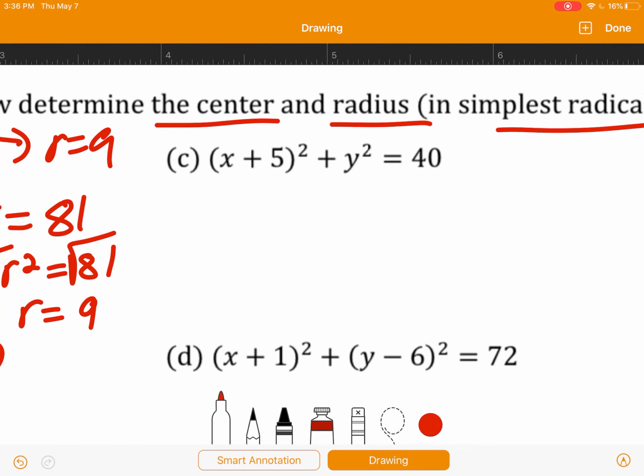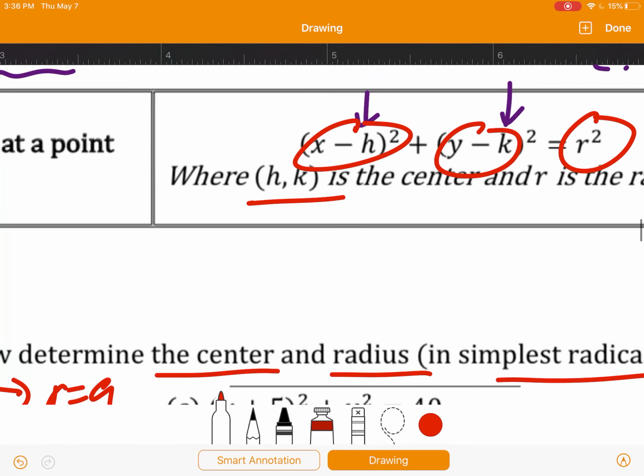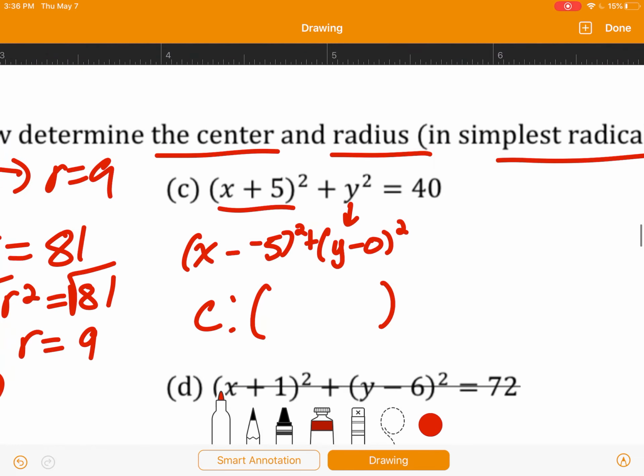For C, we have y here, which is really y minus 0 squared. And then we can get our center from both pieces. Now, this time we've got x plus 5. So that means that we really have x minus a negative 5. Okay? So our formula here has x minus something. So the x value for our center is going to be whatever we're subtracting from x. So we're subtracting a negative 5 here. So negative 5 goes here, and 0 goes here.